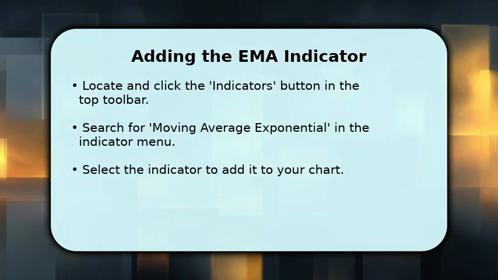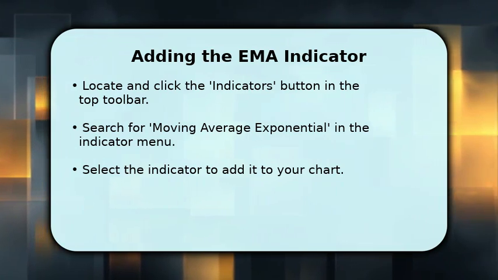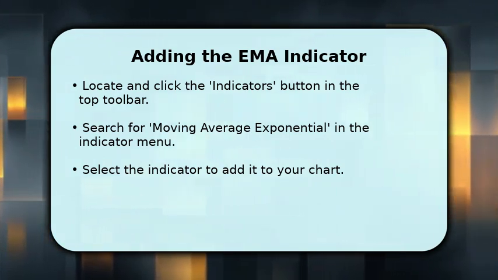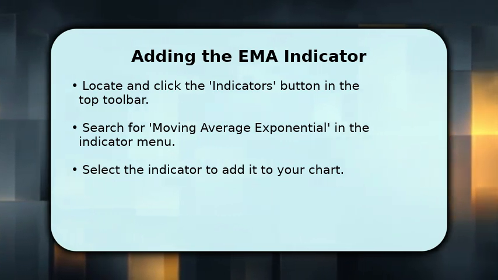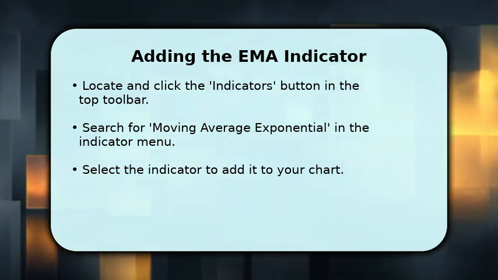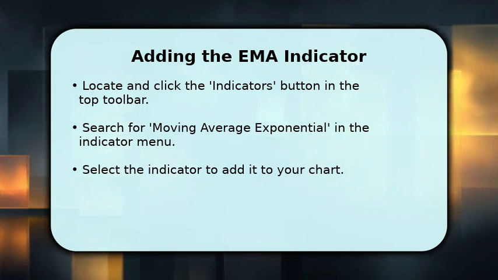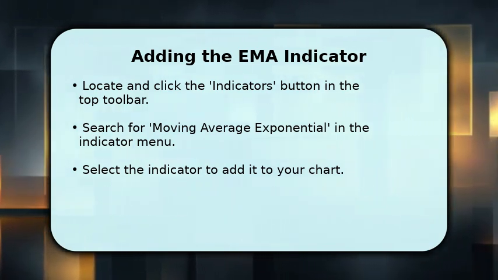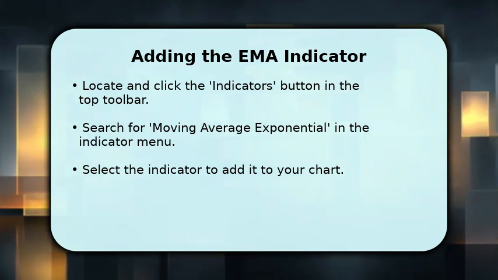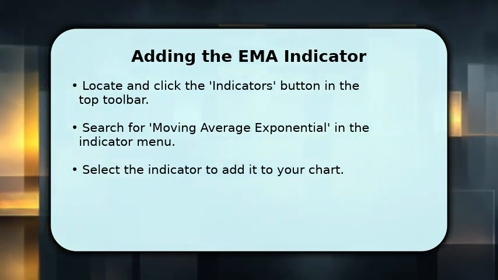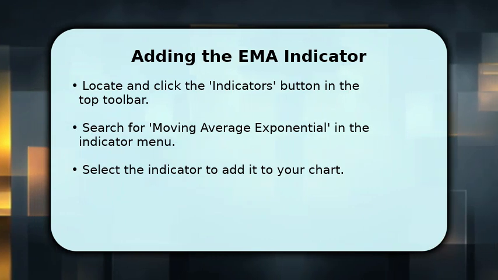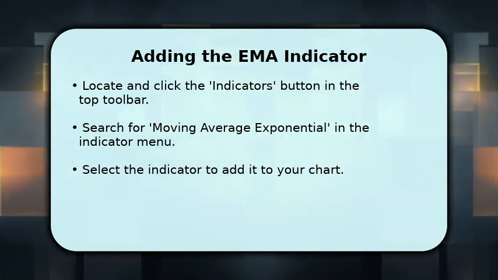Once your chart is open, look for the Indicators button, often represented by a beaker icon in the top toolbar. Click on it to open the indicator menu. In the search bar, type Moving Average Exponential and select it from the results. This will add a default EMA line to your chart. Don't worry about the default settings, we'll adjust those next.